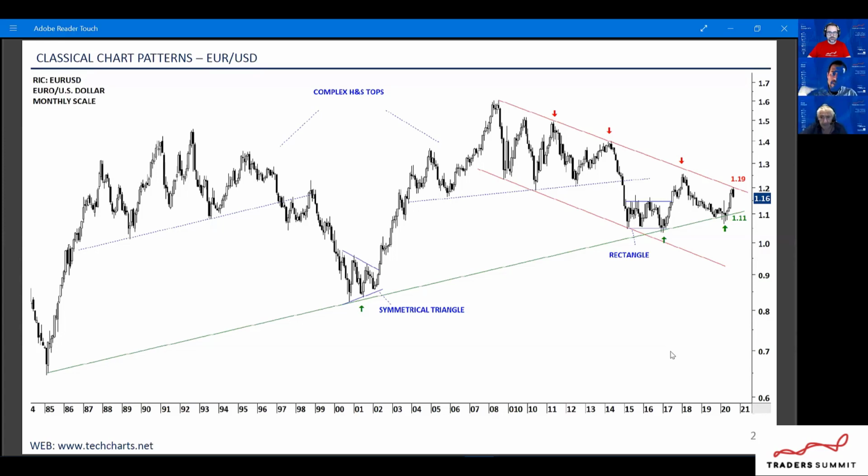Euro gains strength, dollar loses against major currencies. But if we go and test the lower boundary, the widely discussed parity might start becoming a topic again for the euro dollar.